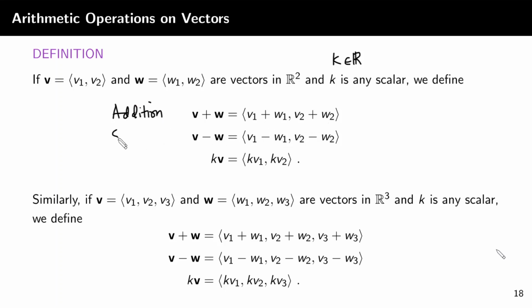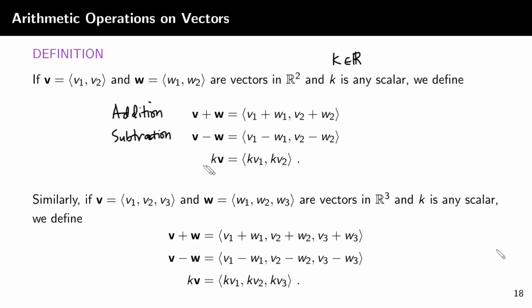And similarly, for subtraction, so to subtract vectors, so V minus W, you just need to subtract the corresponding components. So yung components ng V minus W are V1 minus W1, V2 minus W2.